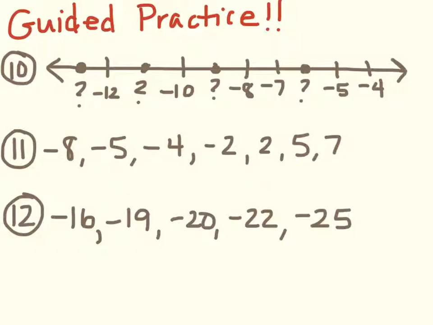So in number 11, you have to create a number line that includes everything from negative 8 up to 7, not just those numbers, but everything in the appropriate intervals as well. Same for number 12. Create a number line for me that includes numbers from negative 16 through negative 25. Press pause. I'll be here when you're done.